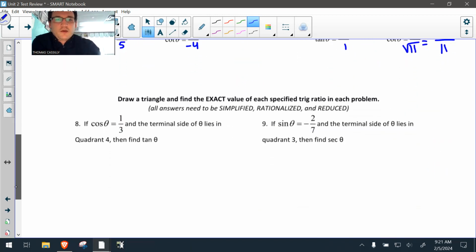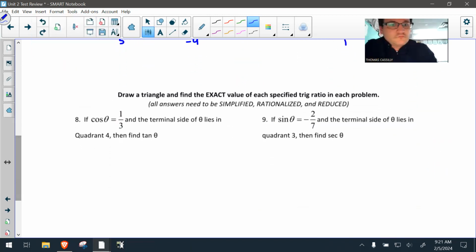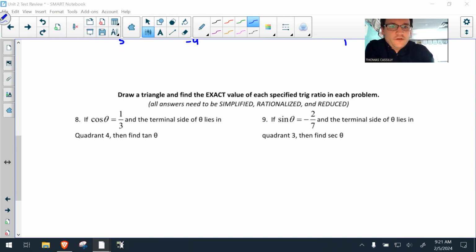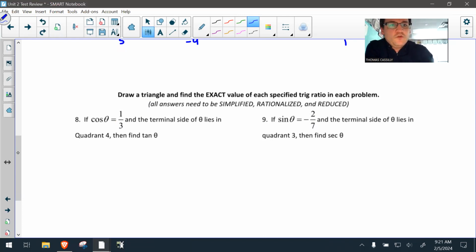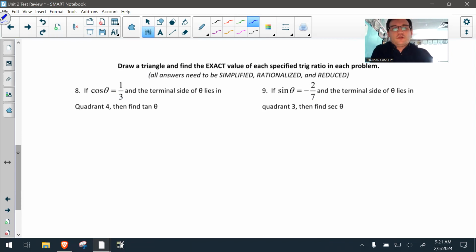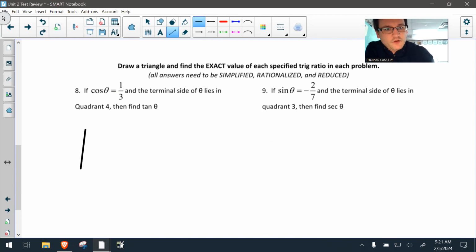Let's see here. Draw a triangle, find the exact value. So if the cosine is equal to 1/3 and the terminal side of theta lies in quadrant 4, they want us to find the tangent. There's a lot going on here, so let's just go ahead and make a graph.